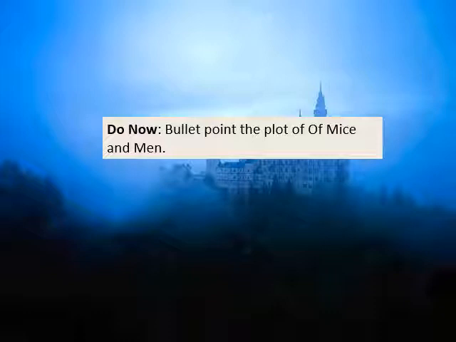But before we get on to that, you need to do this do now, which is bullet point the plot of Of Mice and Men. So as many bullet points as you think that is, I would argue no more than 8, from memory. And see how you get on with that, and then go on to the next slide. I'll give you 5 minutes for that.